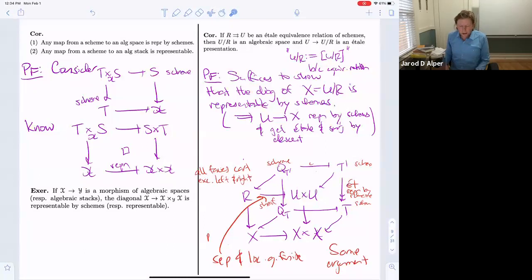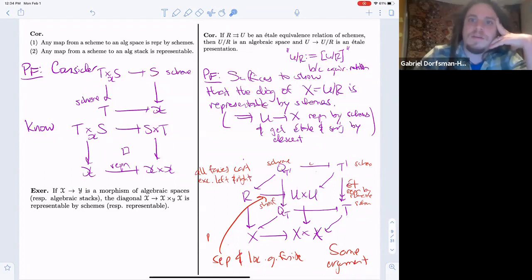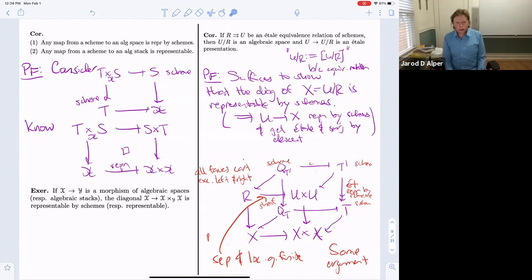Maybe this is what I was trying to say up here. If you write using this bracket notation, what you can show is that because it's an equivalence relation, that stack is equivalent to a sheaf. I see. And we're trying to show that the sheaf is an algebraic space.